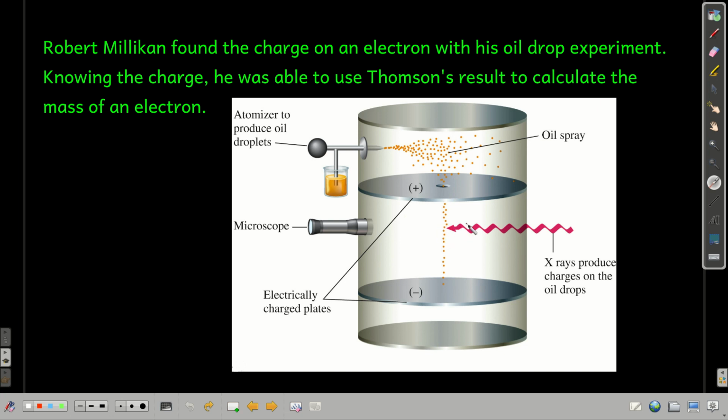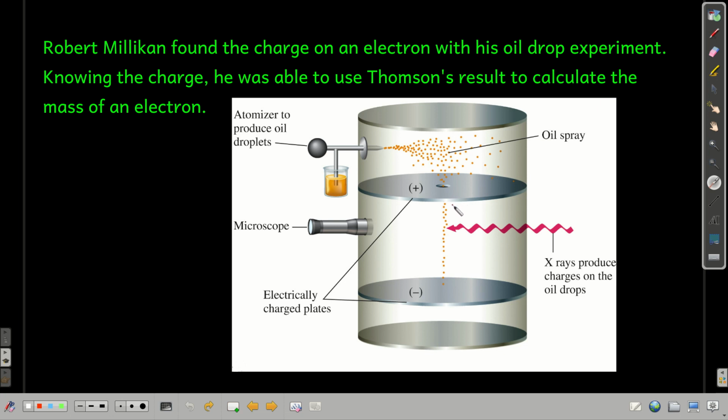Then he would turn on the X-rays, and what the X-rays do is create a charge on the drops of oil. They knock off electrons and create a positive charge. Now that we have something positively charged, the negative charge down here attracts it, so it's going to move faster. And it's repelled by the positive charge up here too. So he turns on the X-rays, does the same experiment, counts how many drops pass per second or per minute, and from that data, he was able to find the charge on an electron.